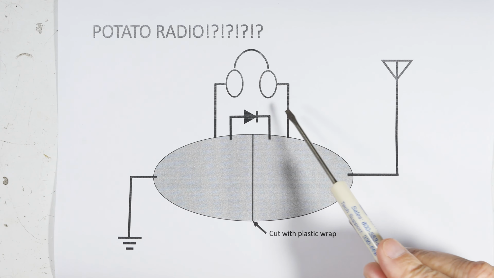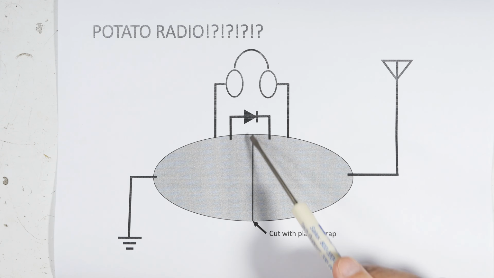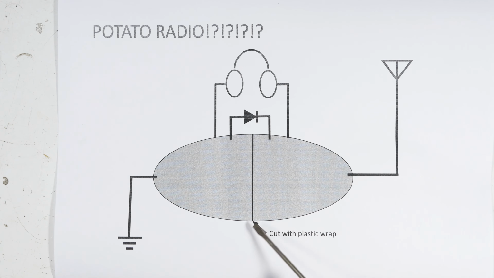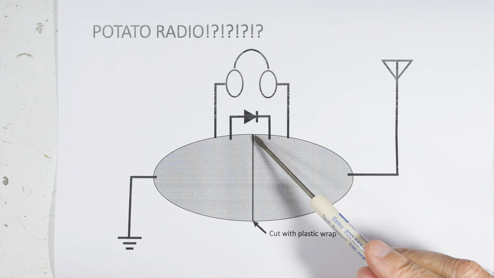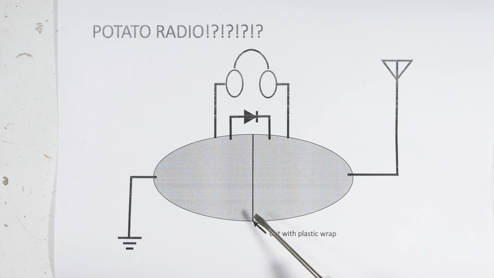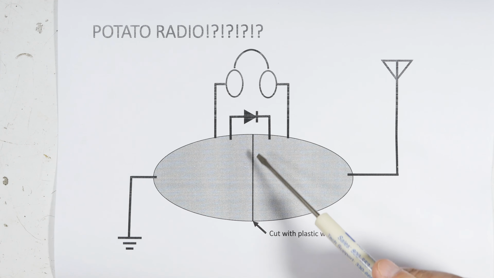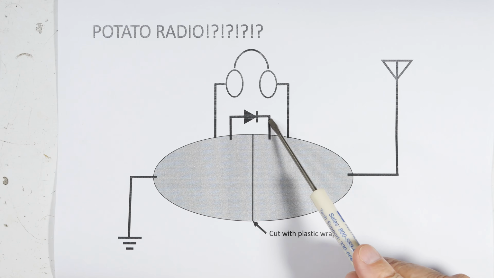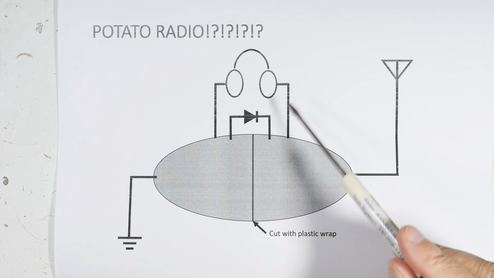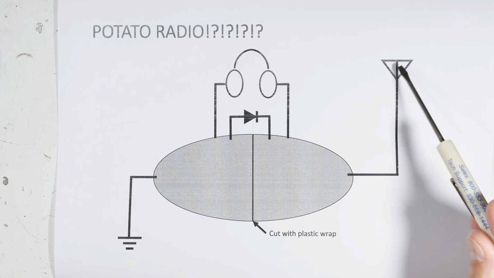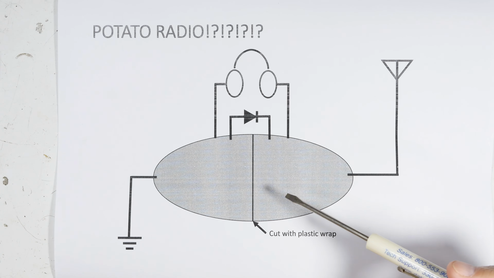But what we have here is a potato that's been cut in half, and there's a piece of plastic inserted in between. The original one says like mica glass. It's in French, if I understand it correctly, but it says put a piece of mica glass in here. So it's an insulator. And then we have our 1N34A diode or equivalent. We have our crystal earphones, our antenna, and our ground.